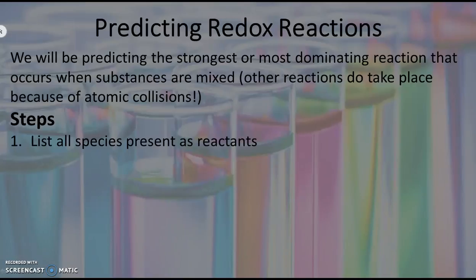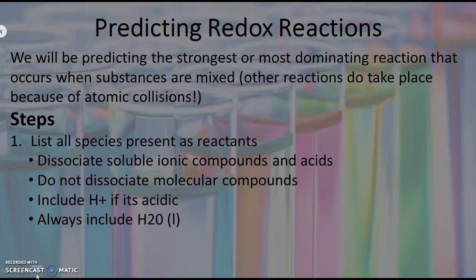So the first thing you should do is list all species present as reactants. Now, when you're doing this, you want to break things down according to the following rules. I'll highlight things here that I would like you to write down if you're writing notes. So list all species present as reactants. You need to disassociate soluble ionic compounds and acids.